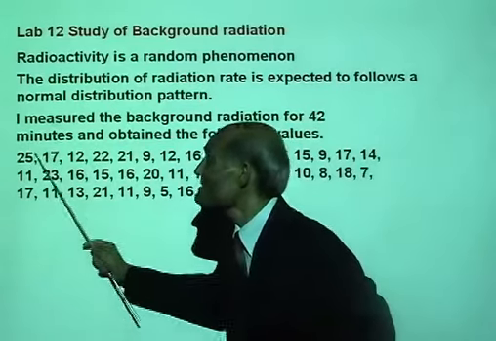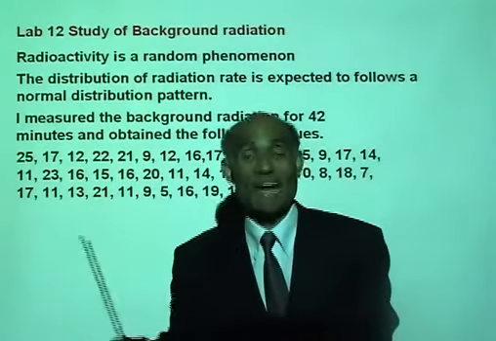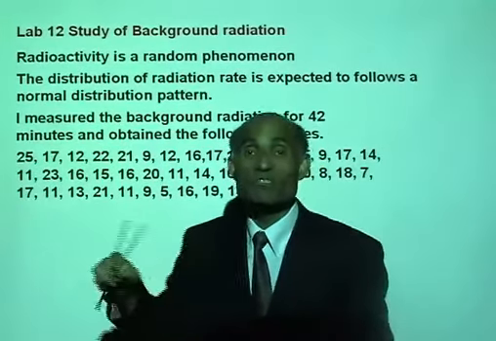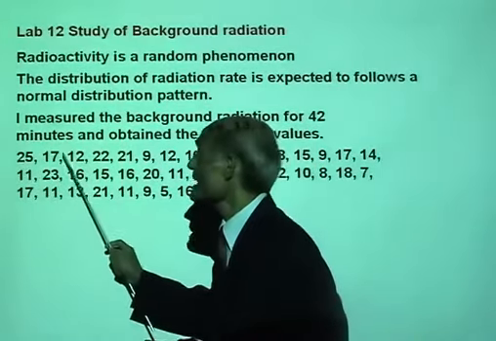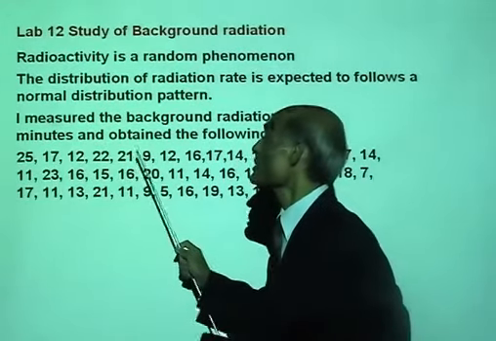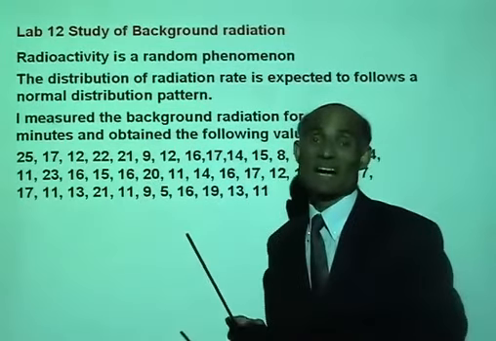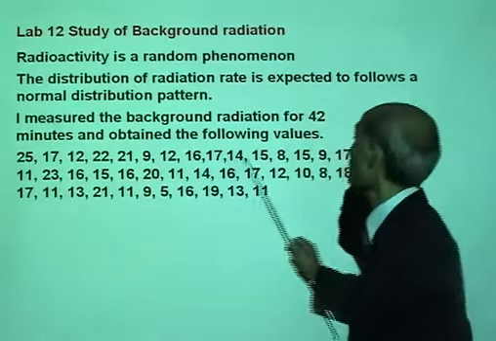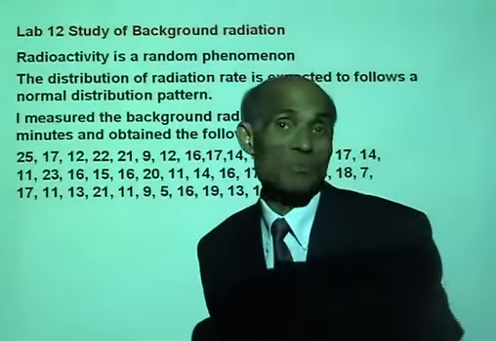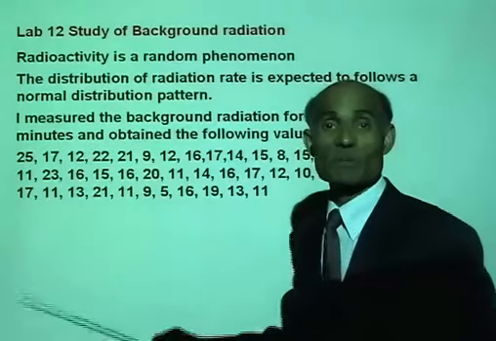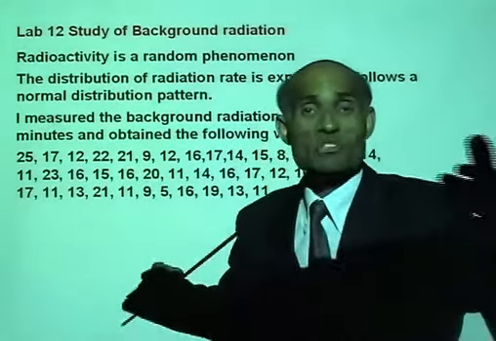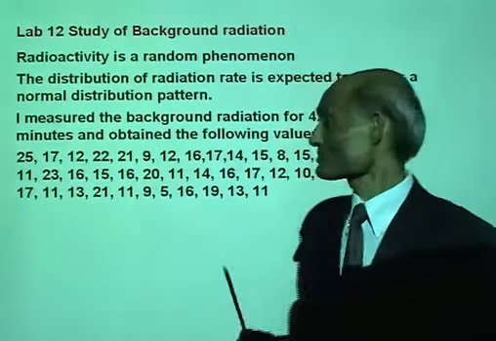The first minute I had 25 counts. It means there were 25 radiations detected in this room in the first minute. The second minute there were 17. Third minute there were 12, then 22, 21 and so on. I did the experiment for 42 minutes. I spent most of my morning doing this experiment because this is the one I'm going to use to show you. I did another sample for you to work with.